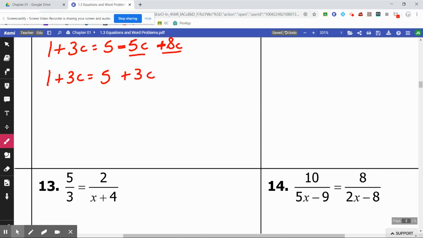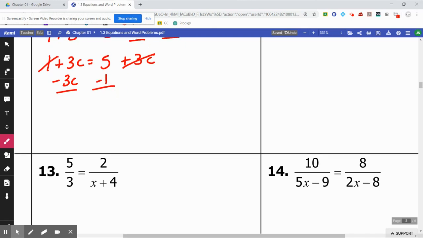We're now going to move all of our c's to one side and everything else to the other. When we move plus 3c, we have to do minus 3c. When we move a plus 1, we're going to do minus 1. And we have something new happen. 3c minus 3c gives you no c's. It gives you nothing. They cancel each other out completely. But I am going to put that 0 there just to show you, when I do 5 minus 1, I get 4. 0 equals 4 is what I'm left with.